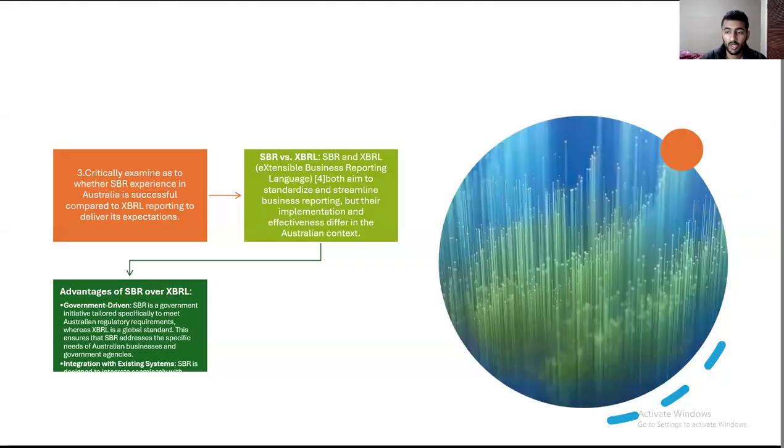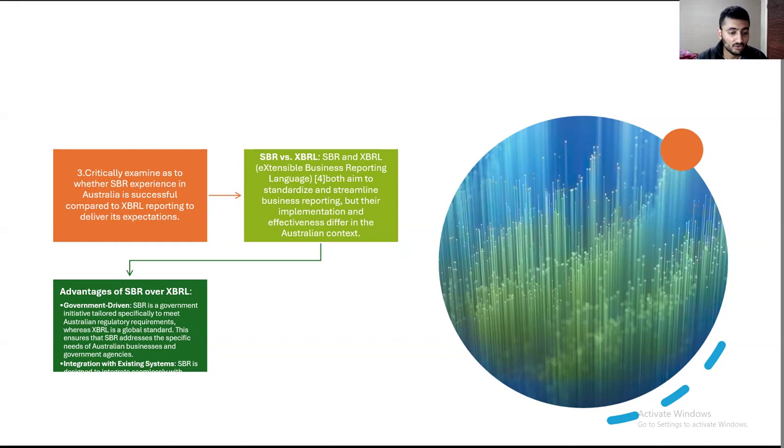So this was question number 2, and now we'll move on to the last question, question number 3, which is to critically examine whether the SBR experience in Australia is successful compared to XBRL reporting in delivering its expectations. So now we will compare SBR with XBRL. SBR versus XBRL. Extensible Business Reporting Language, which is the full form of XBRL. Both aim to standardize and streamline business reporting, but their implementation and effectiveness differ in the Australian context. So they are much different. We will look at advantages and find the differences now.